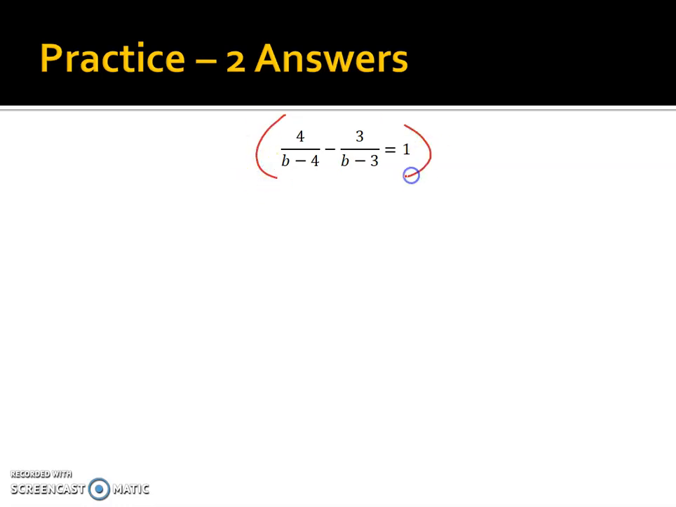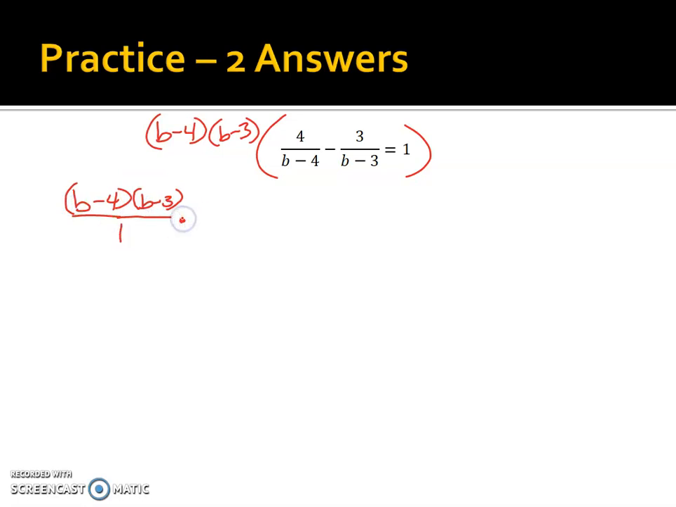Well, when I multiply this, I'm going to multiply everything times a common denominator, which for this would be b minus 4 and b minus 3, because this one would need a b minus 4 and this would need a b minus 3. Okay? So I'm going to multiply everything by that. So I've got a b minus 4 times a b minus 3 over 1.